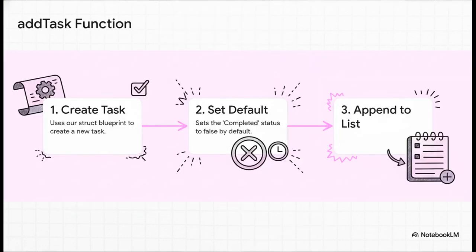Our add task function is pretty straightforward. First, it takes our task blueprint and creates a brand new task. Now, obviously, a new task isn't finished yet, so it automatically sets the completed status to false. And finally, it sticks this new task onto our master list. In Go, we use something called a slice for this, which you can just think of as a flexible list that can grow whenever we need it to.